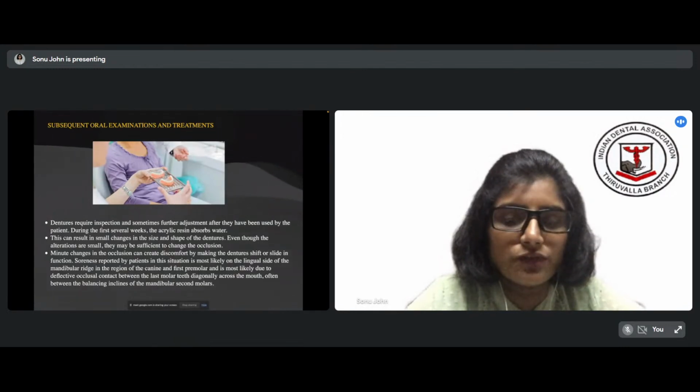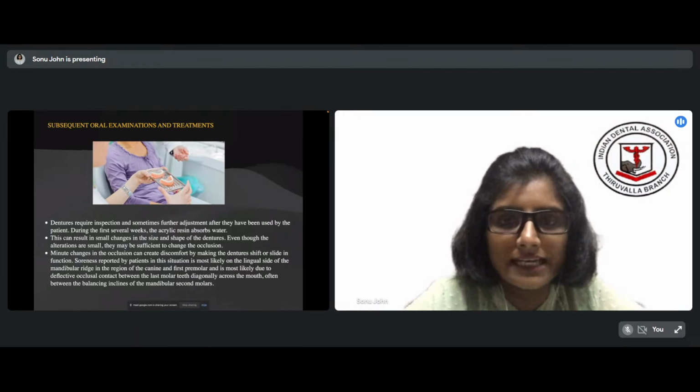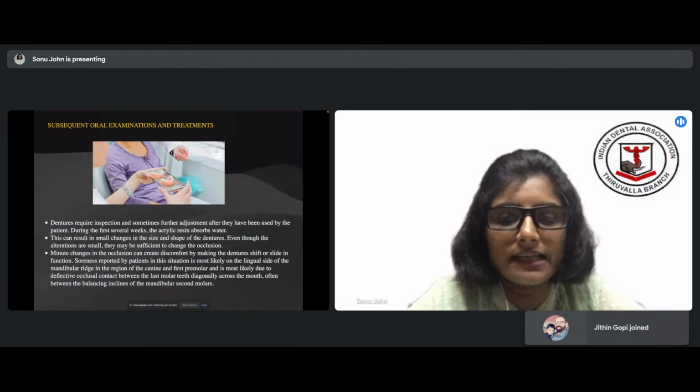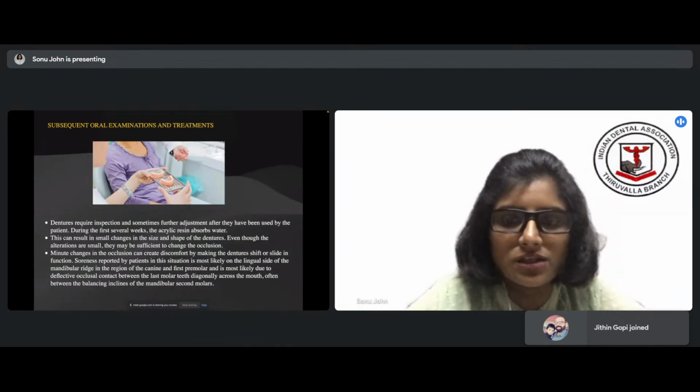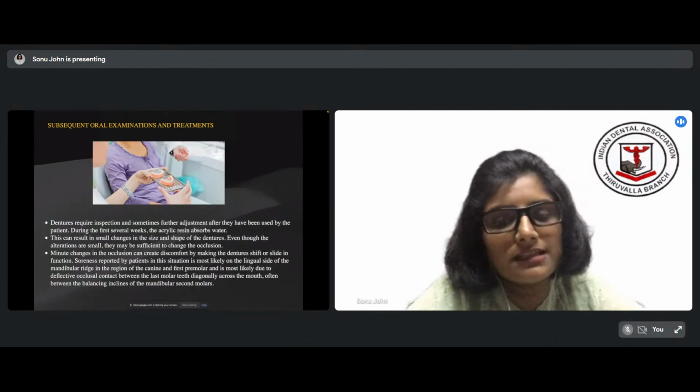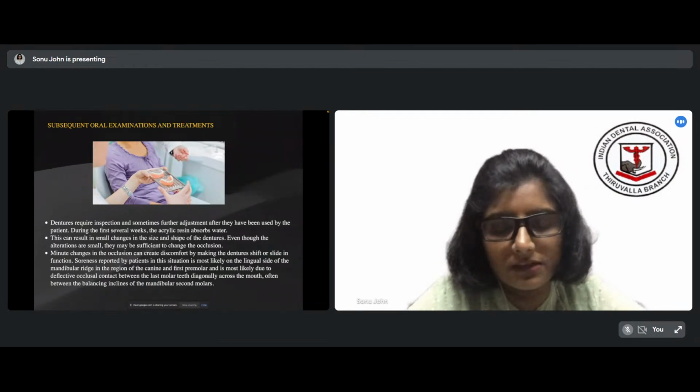So if you notice an ulcer on the lingual side of the mandibular ridge in the region between your canine and your premolar area, it is because whenever you have a premature contact, the denture tends to slide forward because of deflective occlusal forces, and that's the reason why you get a sore spot on the lingual side of your mandibular ridge.